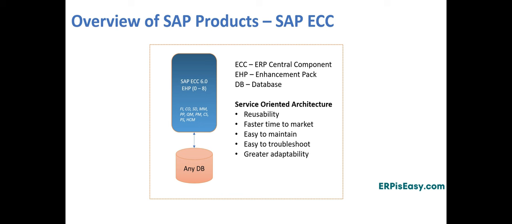SAP ECC consists of different types of modules and submodules, which consist of multiple transactions. These are the modules that are included in SAP ECC. A module is a specific business process that is required to operate a specific part of a company. For example, SAP Finance is a module that exists within SAP ECC, which is used to run the financials of a company. The finance module consists of submodules such as general ledger, accounts payable, accounts receivable, bank accounting, and asset accounting.